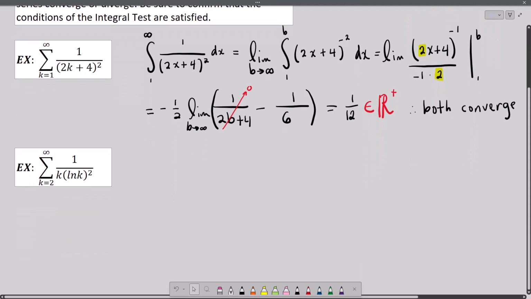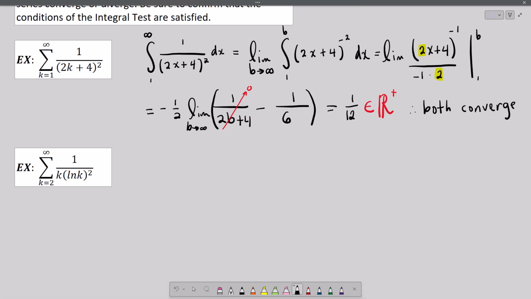All right, let's take a look at this one. First off, divergence test. What's the limit of a sub k? Definitely 0, right? The numerator is constant at 1. The denominator is getting bigger, bigger, bigger. So the fractions are going towards 0. All right, so we are going to consider this integral. And I'm going to switch the k's to x's.